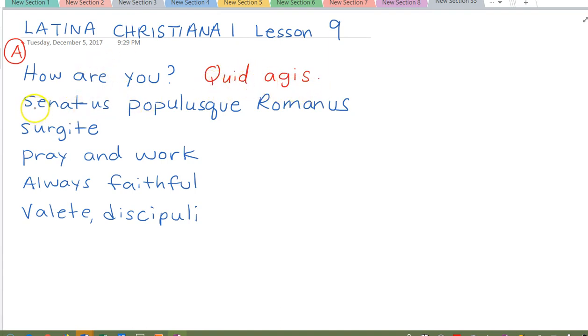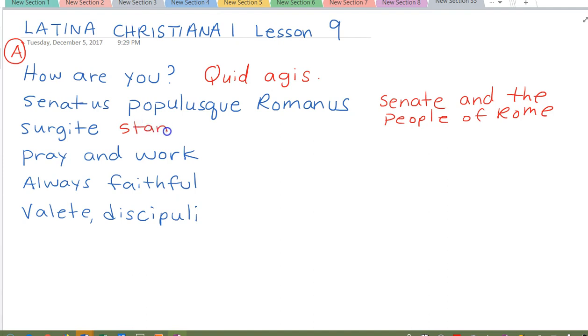Okay. Senatus populusque Romanus. The Senate and the people of Rome. Surgite, stand. And that's you all stand. Stand, command plural. Pray and work, ora et labora.